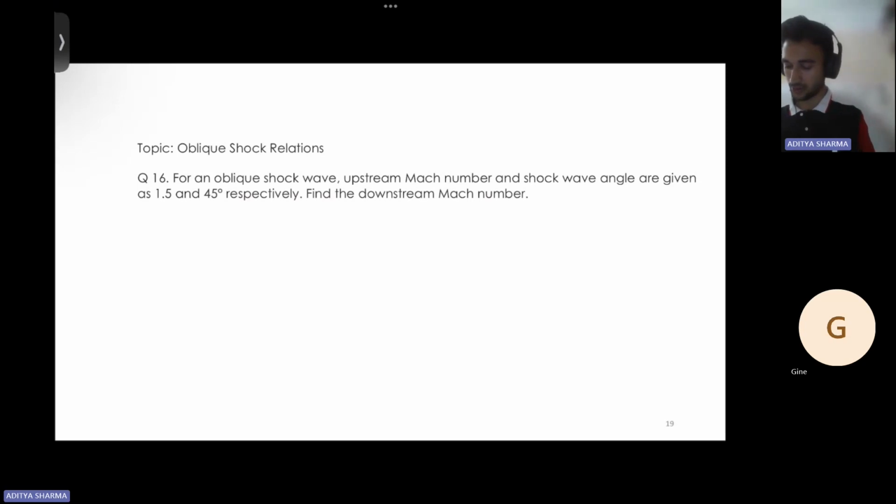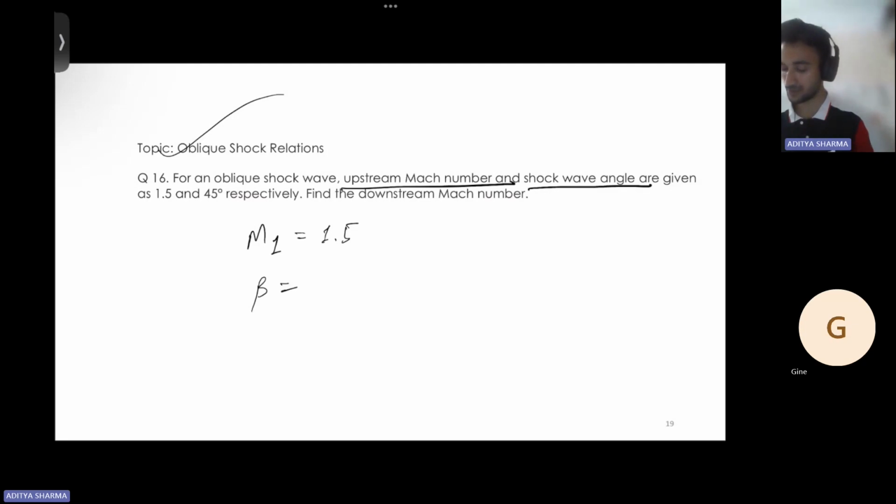So the question is now on oblique shock relations. For an oblique shock wave, upstream Mach number and shock wave angle are given as 1.5 and 45 degrees respectively. Upstream Mach number M1 is given as 1.5. Shock wave angle is beta, given as 45 degrees. Find M2. We need to find M2. How do we find this?